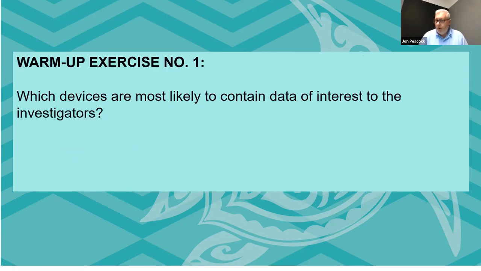So I just want to open up the first exercise by having a general discussion, if we can, about the devices that we believe will be of interest in this inquiry to our investigators and to our forensic team. So happy to open the floor to anyone who would like to start that conversation.